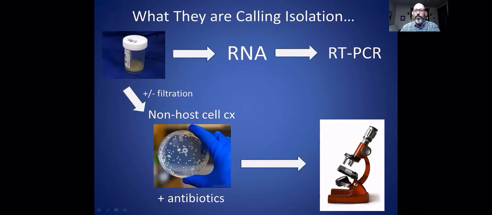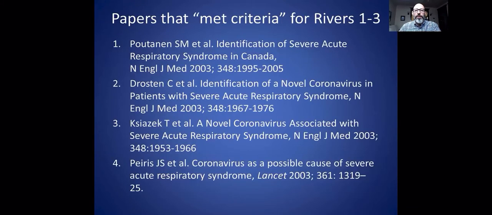So I think this is where the major confusion comes to play. Here are the 4 papers that I mentioned that are footnoted that supposedly satisfy the first 3 criteria of Rivers. So Putanen, Drosten, Kaziacek, and Paris. And please forgive me if I'm mispronouncing any of those names. And these are all about the SARS coronavirus from 2003.